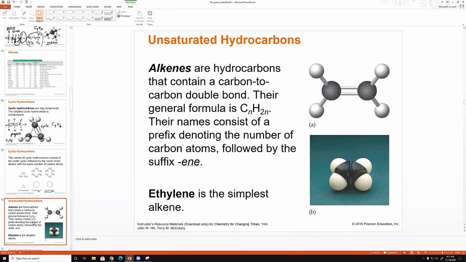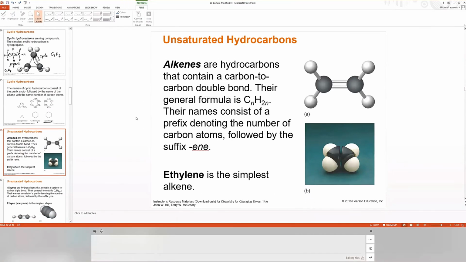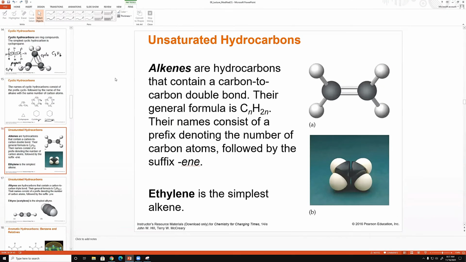So the naming scheme of this is actually very easy. If you change the ending, kind of like we did for ionic, it means something different for the structure. So alkene means a hydrocarbon that contains a double bond. Double bond, very important. And the formula generally is CnH2n. Don't really worry about that. So it's usually the same prefix as how many carbons, followed by -ene. So this is ethylene, the simplest alkene. You have a double bond right there.